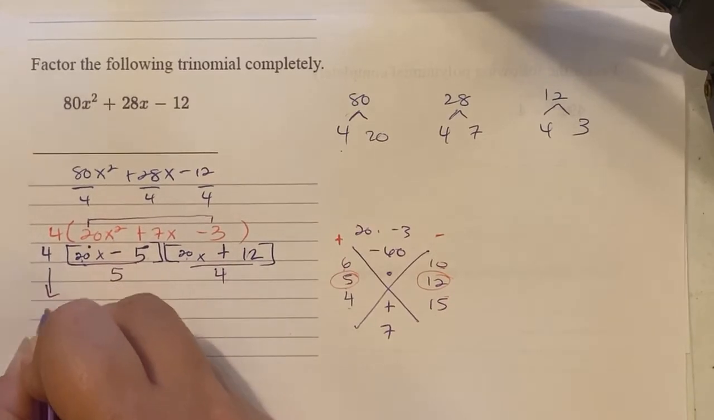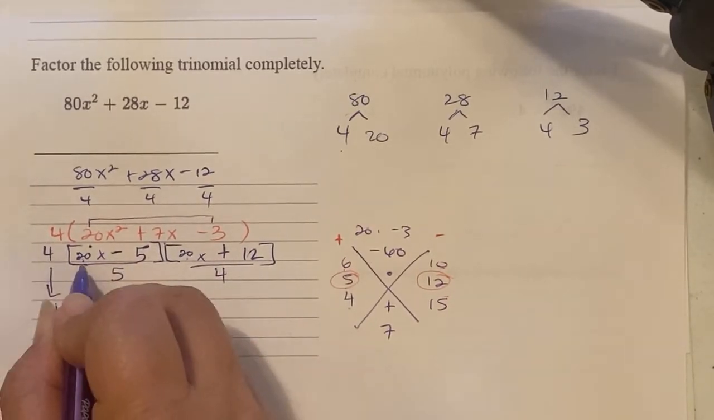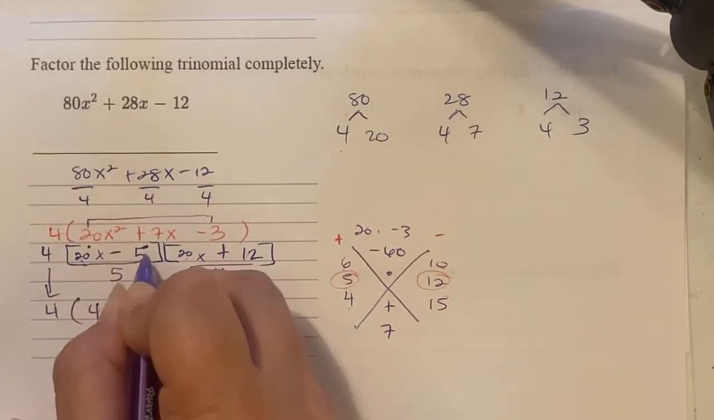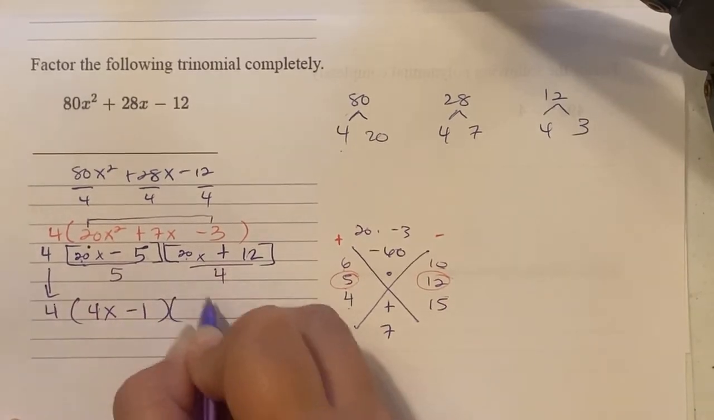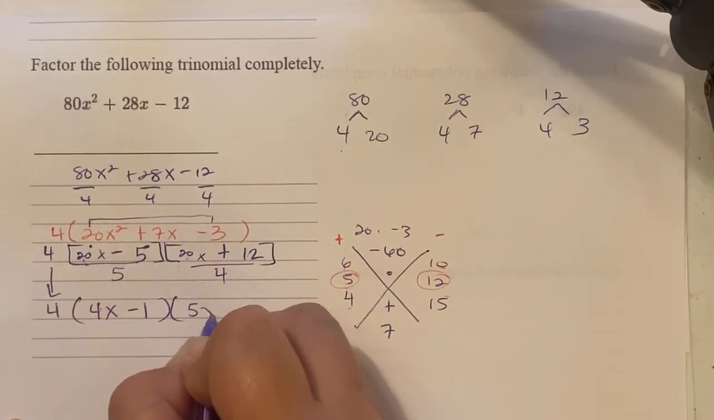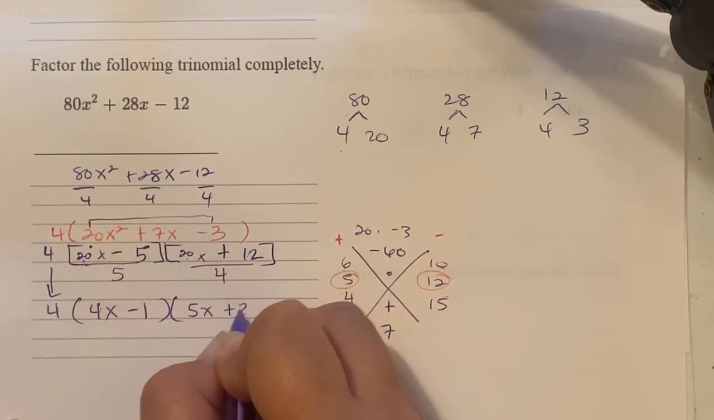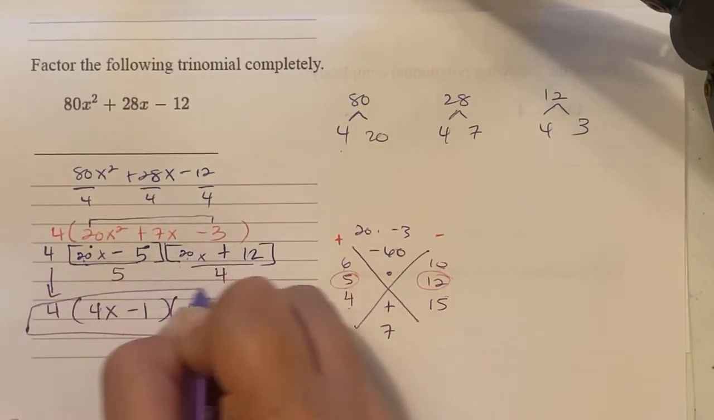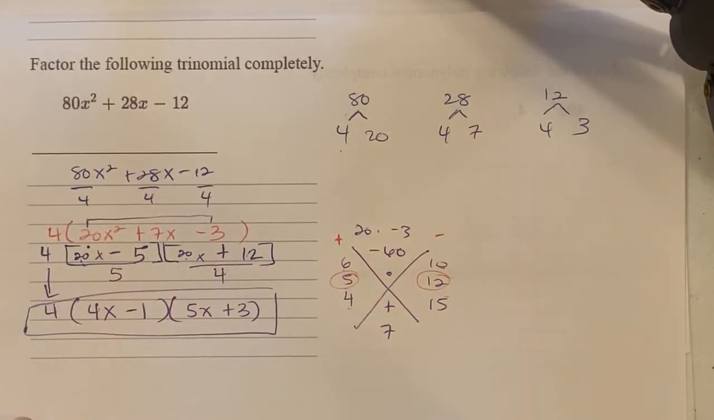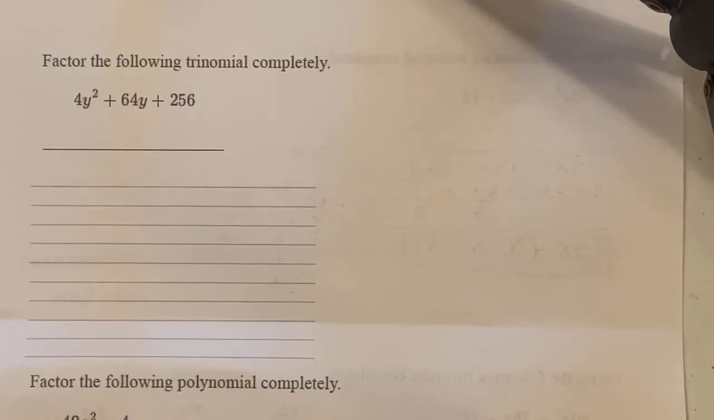The 4 sliding down. 20 divided by 5 is a 4x. 5 divided by 5 is a negative 1. 20 divided by 4 is a 5x. 12 divided by 4 is a 3. And you are factored. Moving on to our next problem.